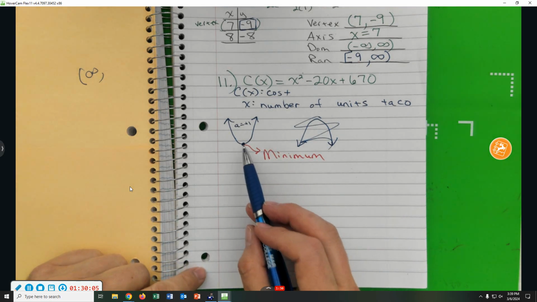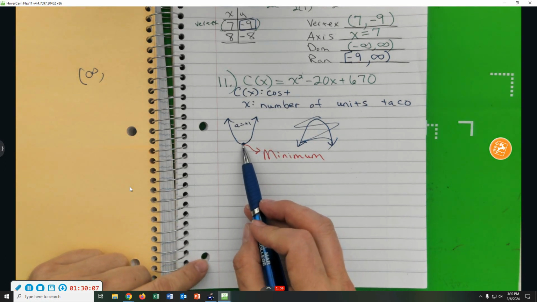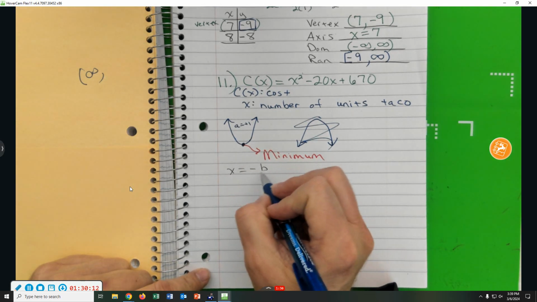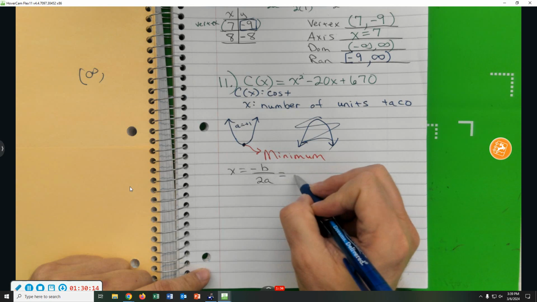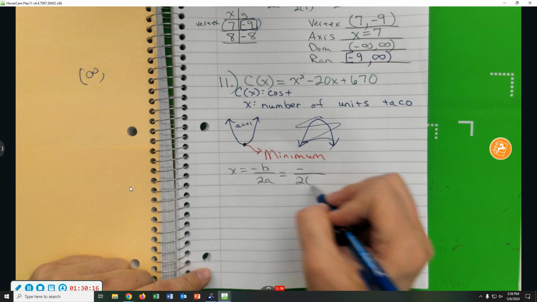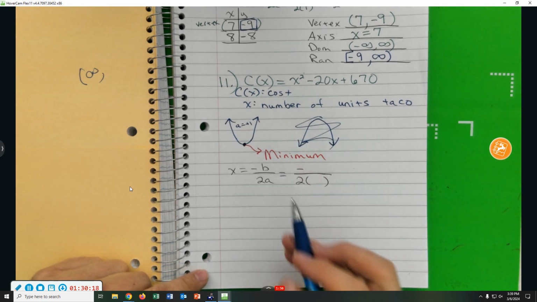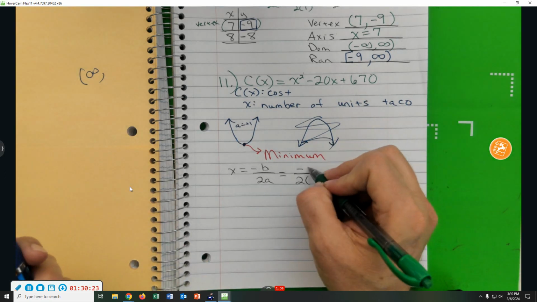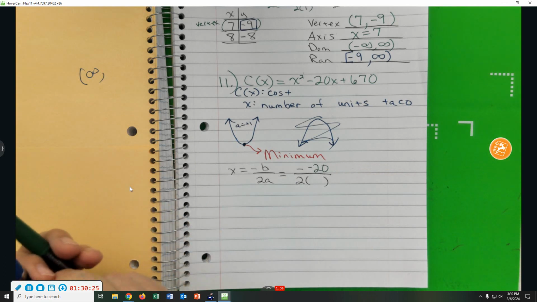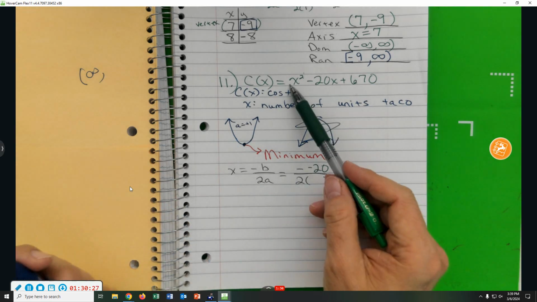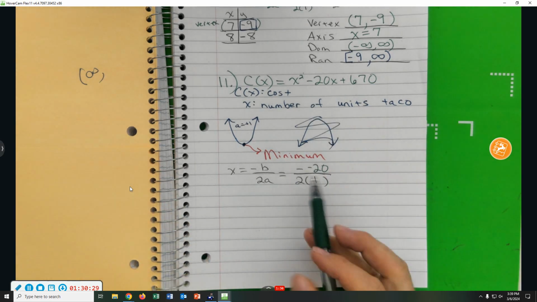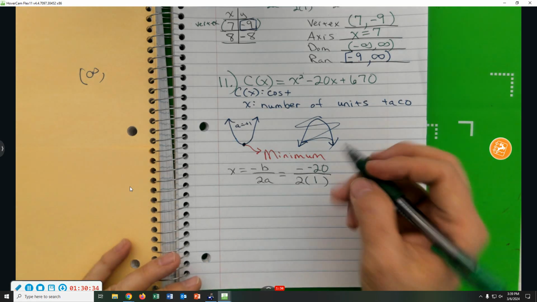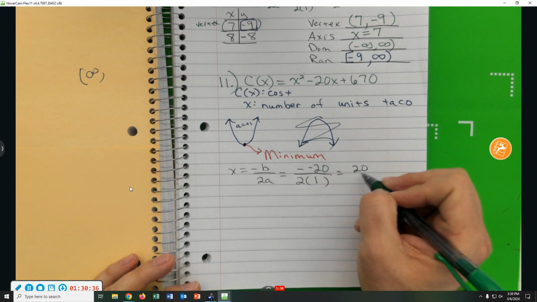The minimum value will occur at the vertex. We know how to find the vertex. We have our little vertex formula, x equals negative b over 2a. And what's b? Negative 20. So watch out for those double negatives. What do we say a was? 1. A positive 1. The opposite of negative 20 is a positive 20 divided by 2 times 1.